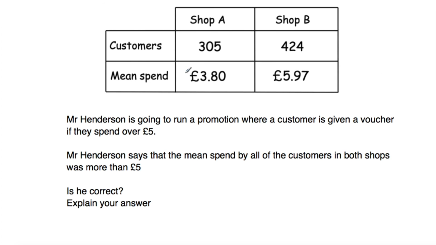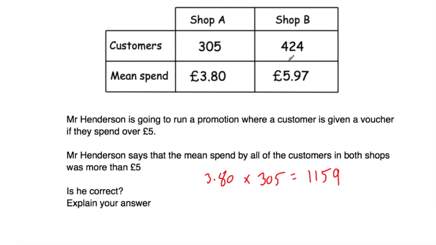So in shop A, the mean amount of money spent was £3.80. So remember, that means that if we added up all the amount of money spent and divided by 305, that's equal to £3.80. So if we take our £3.80 and multiply that by 305, that'll tell us how much money was spent in shop A. So £3.80 multiplied by 305 is equal to £1,159. That's how much was spent in shop A.